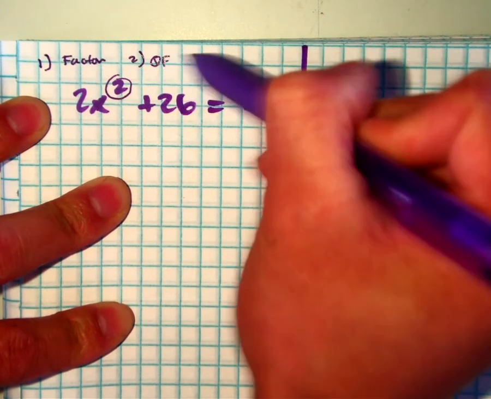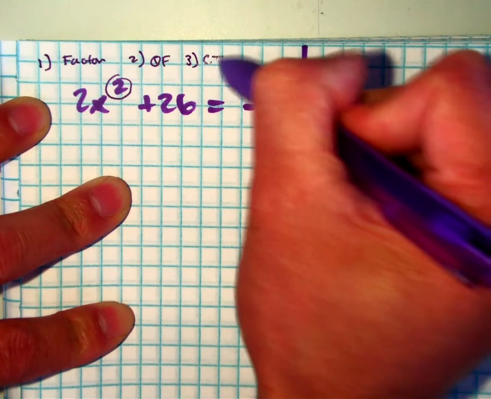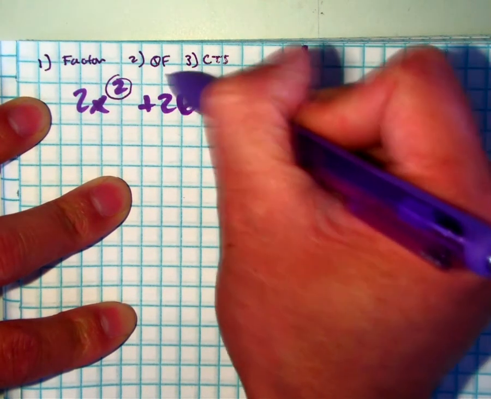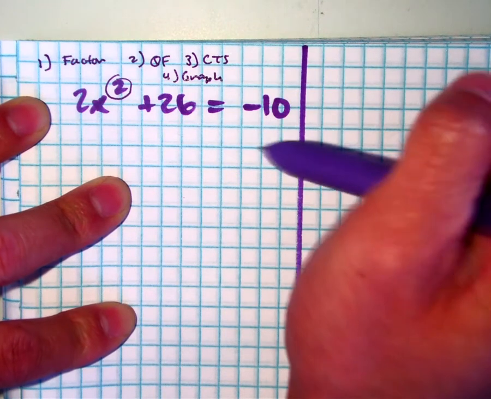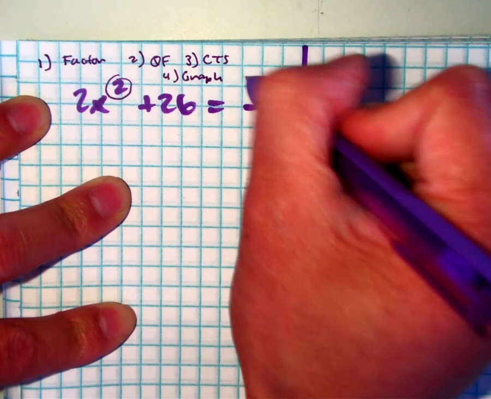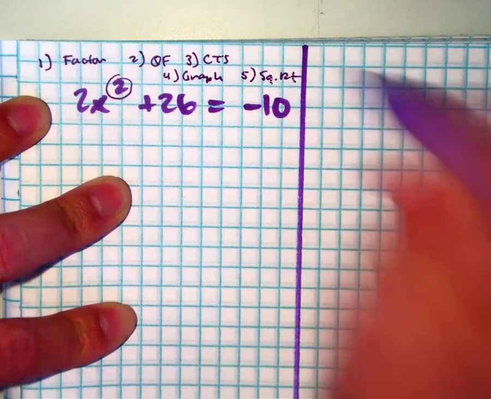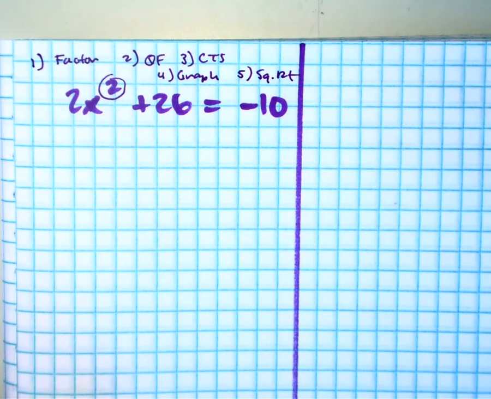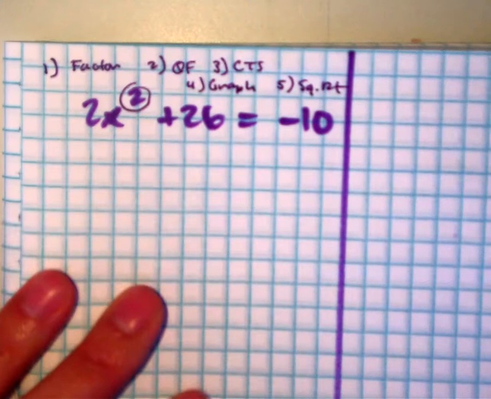Quadratic formula. Completing the square. You can graph it. Or the easiest method in this problem is square root. So you can solve this problem multiple ways, but I'm probably just going to use the square root method.